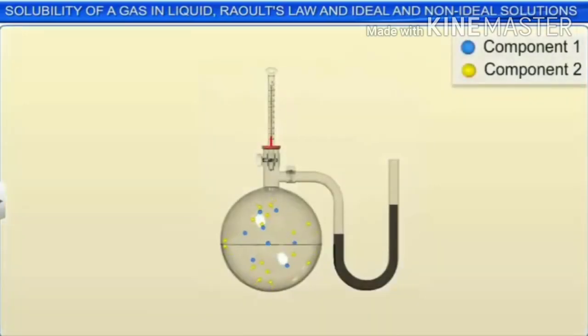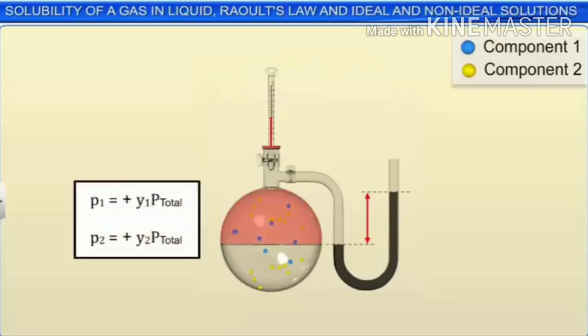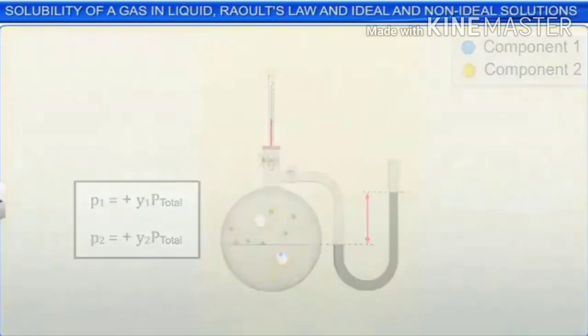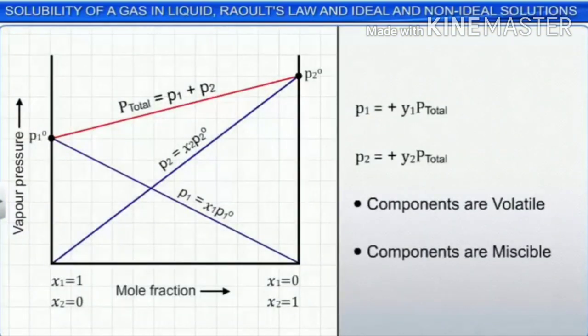Further, as the vapor phase is in equilibrium with the solution phase, the composition in the vapor phase can be determined from the partial pressures of the components by the equations P1 = y1 P total and P2 = y2 P total, where y1 and y2 are the mole fractions of components 1 and 2 respectively in the vapor phase. It is important to note that the above holds true only if the two components in the binary solution are volatile and are completely miscible with each other.